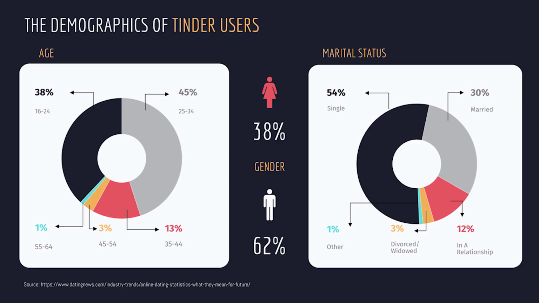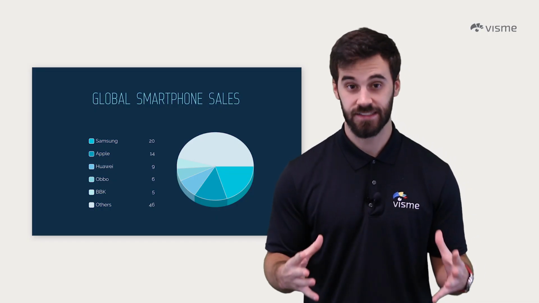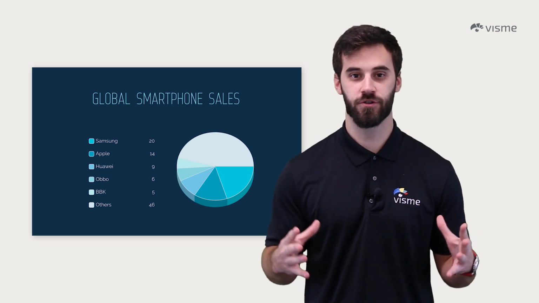These pie charts here show the demographics of who's going on Tinder, both by age and by marital status. The first thing that I noticed, 30% of users are married. Interesting, and I'll leave it at that. Now, let's talk some pro tips. If there's more than 7 slices of pie, don't bother using a pie chart.